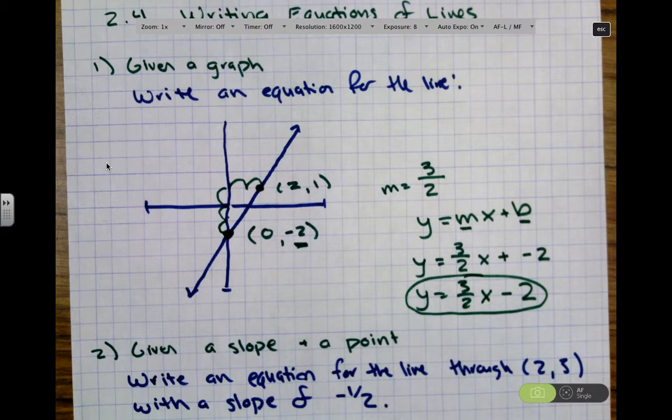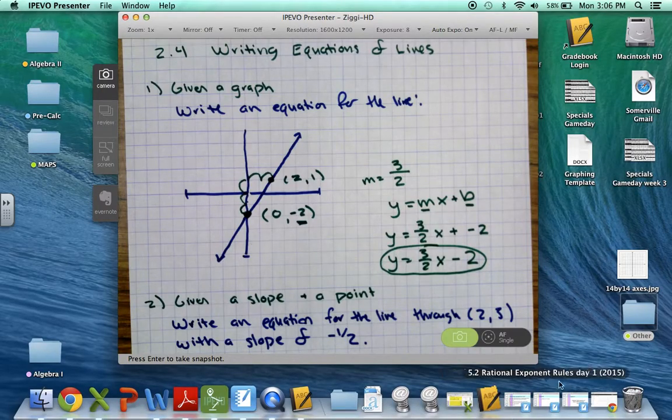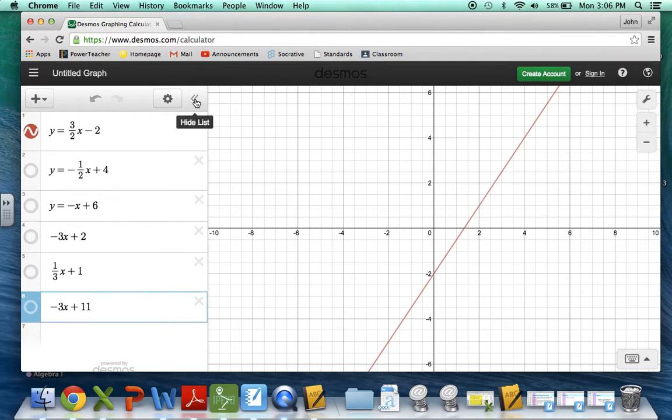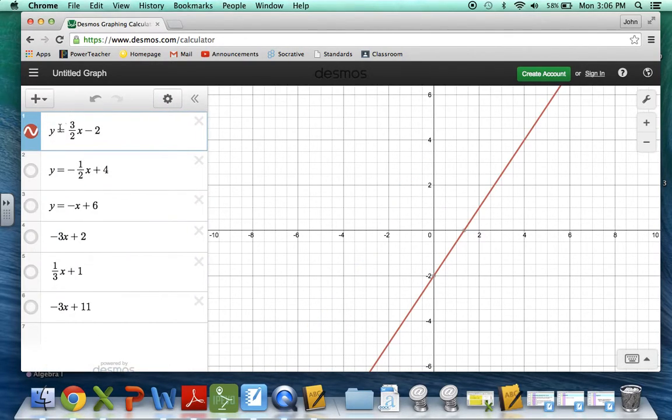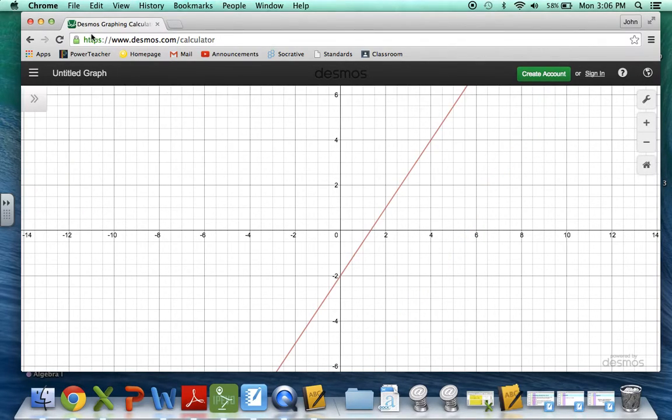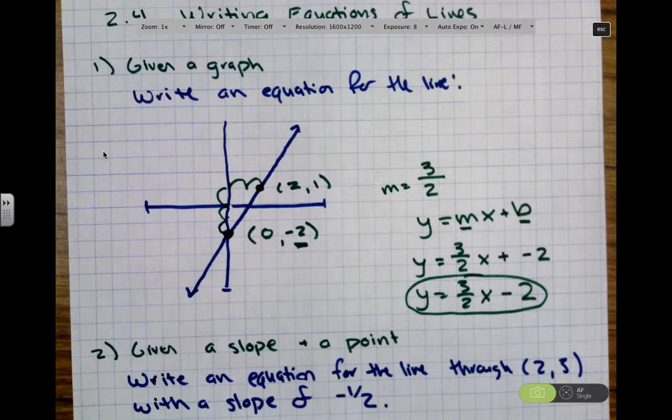And if we check that in Desmos, we can see that it's that exact line. Our y-intercept here is (0, -2), and we also have the point (2, 1) on that graph, and you can see up here that is the equation of the line that we came up with.